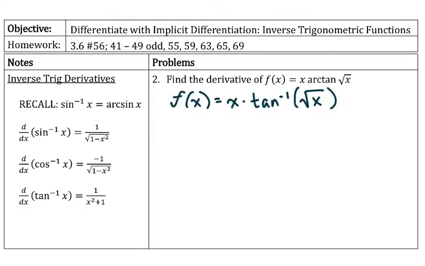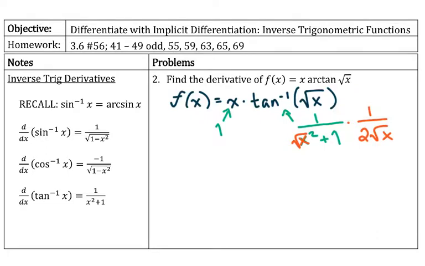So for this first term, the derivative is 1. For this second one, since it's tan inverse, it's 1 over x squared plus 1. But since we have root x inside, we replace this with root x, and then multiply that by the derivative of root x, which is 1 over 2 root x, using our polynomial rule.